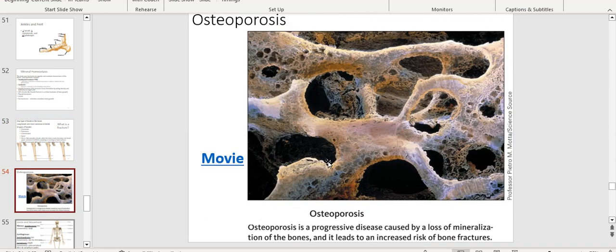Great movie here on osteoporosis. Give it a watch. Osteoblast, osteoclast. Great movie. Love it. Pause it. Watch it.